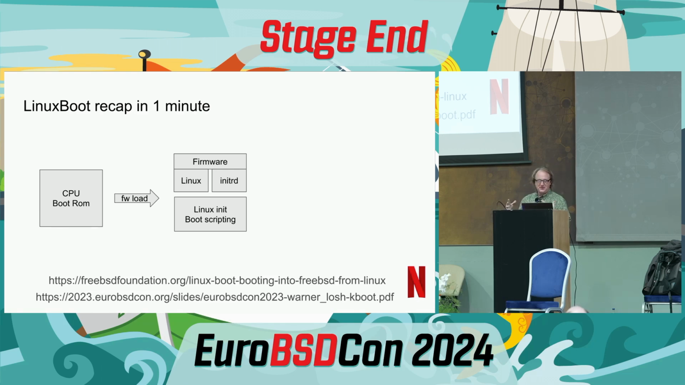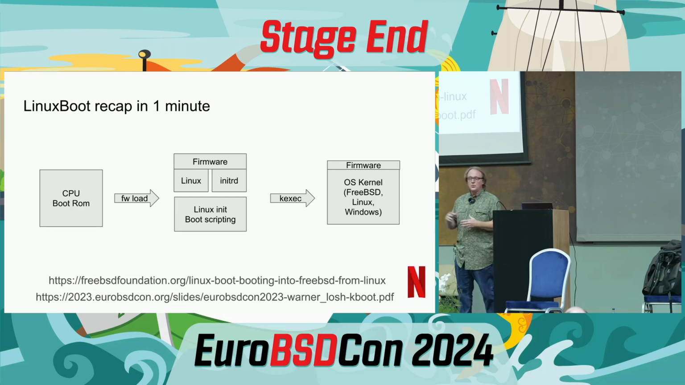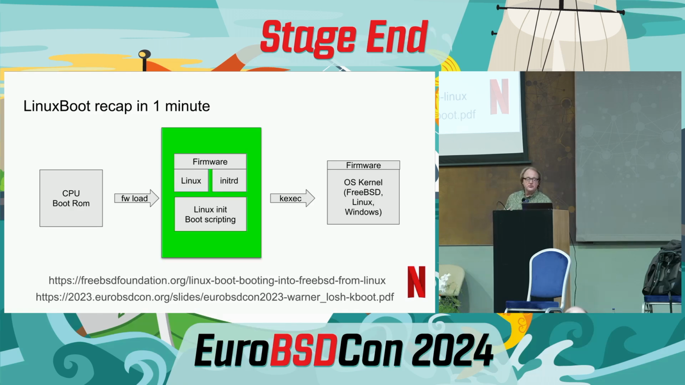The scripting will run, figure out what kernel to load, and load it. And so for the FreeBSD case, it runs loader.kexec and loads the FreeBSD kernel, and away we go. So today's talk will focus on this part of this chain. I'm not going to talk too much about what happens after you've booted FreeBSD from a LinuxBoot environment, because it's just like normal FreeBSD. And I won't talk too much about what happens before the firmware loads.